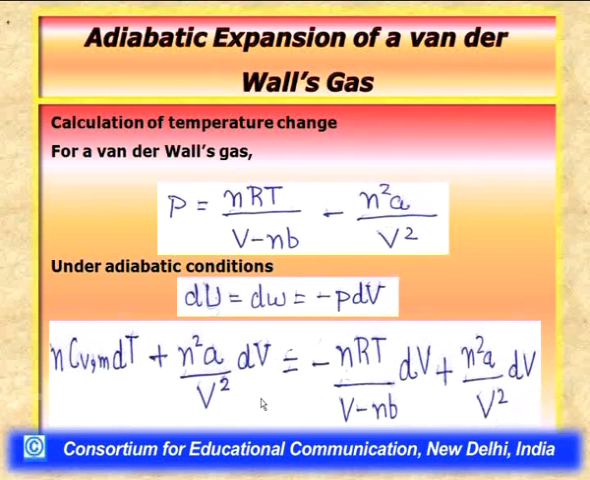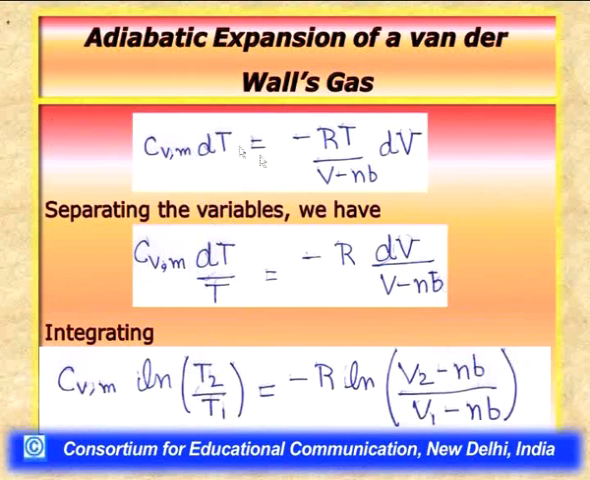Now, if we compare the left hand and right hand side of this equation, the n square a by V square dV term is common. So, that gets cancelled and we get CVm dT equal to minus RT by V minus nb into dV, which we can rearrange by separating variables: CVm dT by T equal to minus R dV by V minus nb. Now, we can integrate this equation.